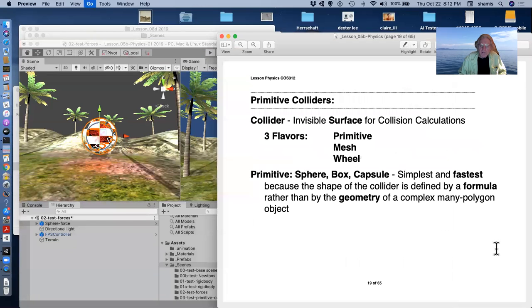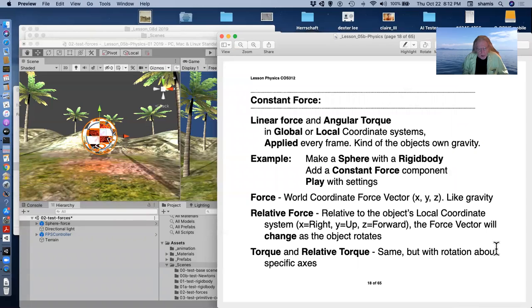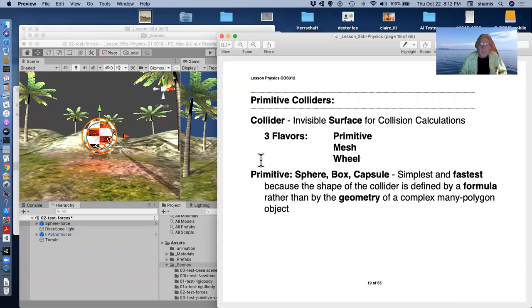So that's the constant force module, and I'm going to stop it there, and I will pick up next time with colliders. We're going to talk about the different colliders in detail.